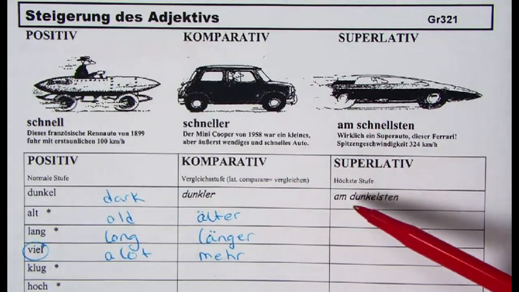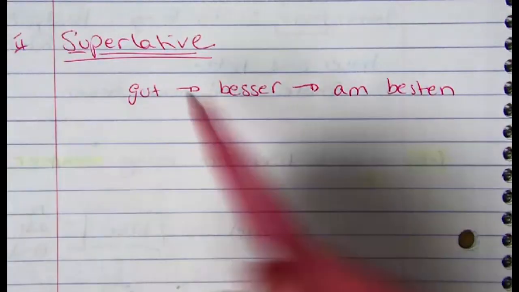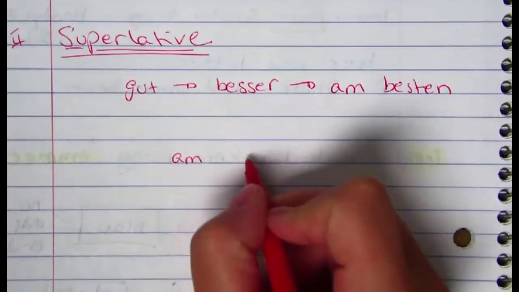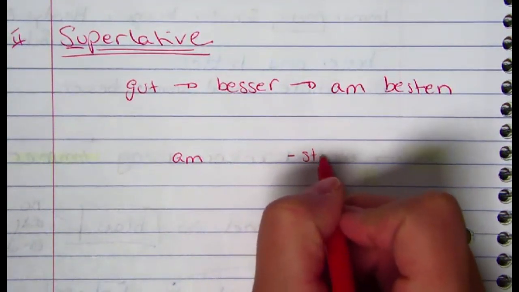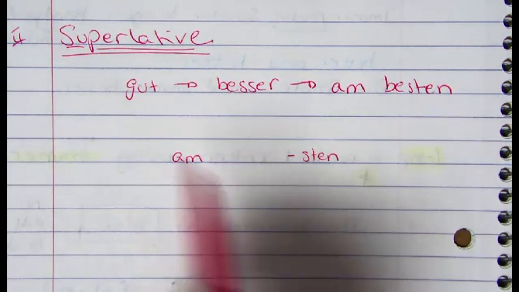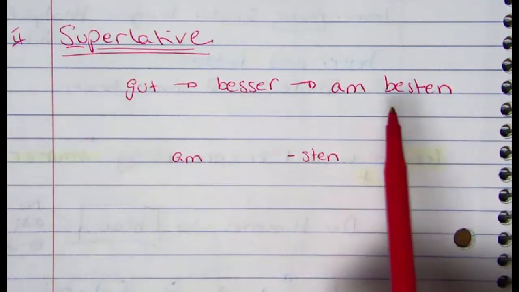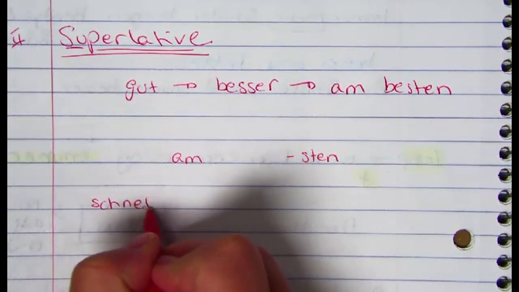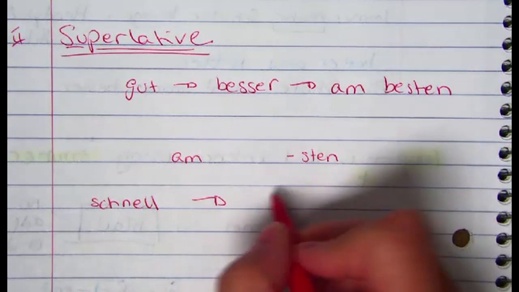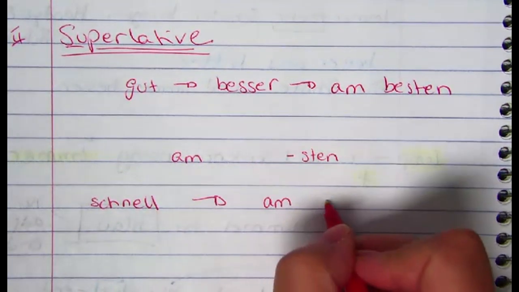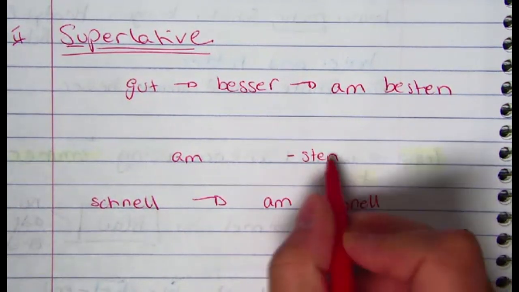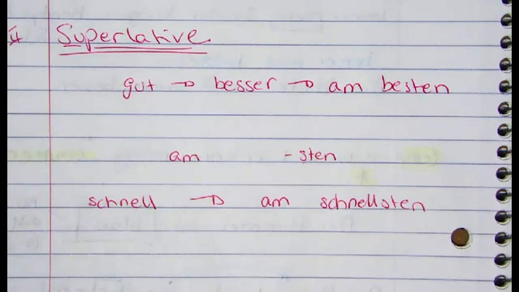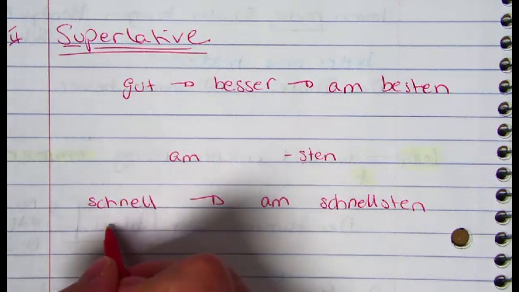So this am form, when we're forming this, you're going to have am, and then you're going to have your adjective, and then you're going to add sten to the end of that. So good, better, best is not the best example because it's irregular, but when you have schnell, in order to form the superlative, you're going to take schnell and just add this to the end. Sten. Am schnellsten.